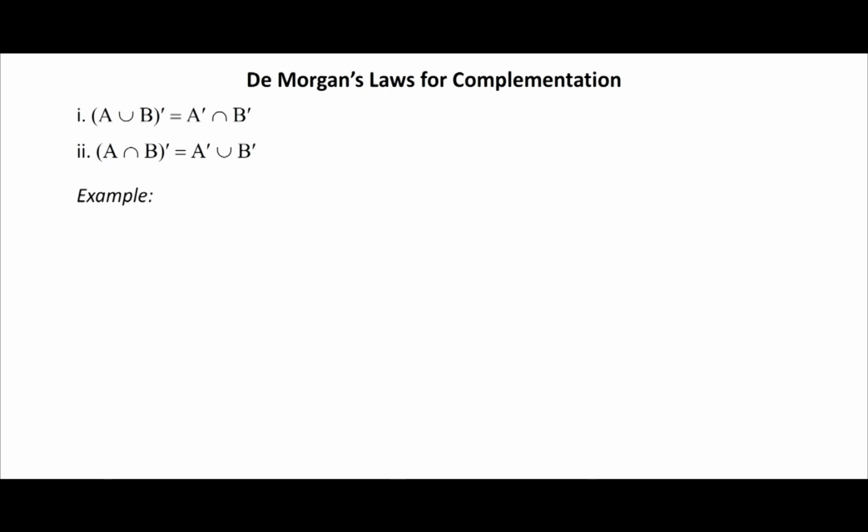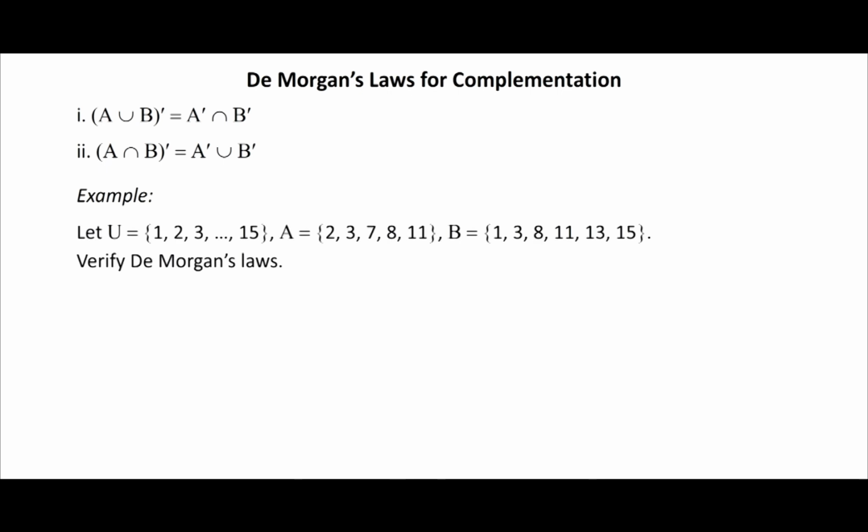Let us solve an example using De Morgan's laws. Given U is equal to 1, 2, 3 and so on up to 15. A equal to 2, 3, 7, 8, 11. B equal to 1, 3, 8, 11, 13, 15. Verify De Morgan's laws. Click on the solution button to view the solution.